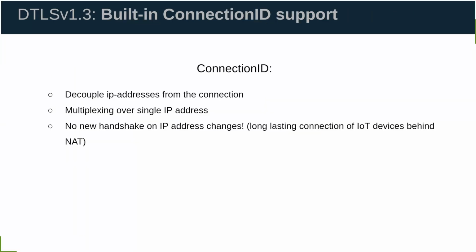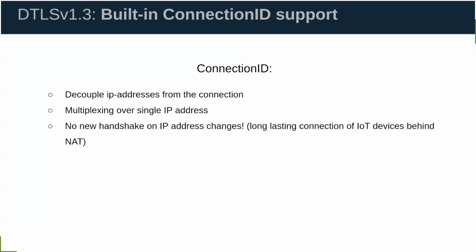It's also nice because in DTLS 1.3, the connection ID, a feature that was already available for 1.2, is built in. So instead of being an extension with another RFC, it's built into the protocol. Connection ID is a very nice feature that basically decouples the IP address and port from the session. So this is useful if you have a device that changes IP address often, and you don't want to do a handshake again every time the IP changes.